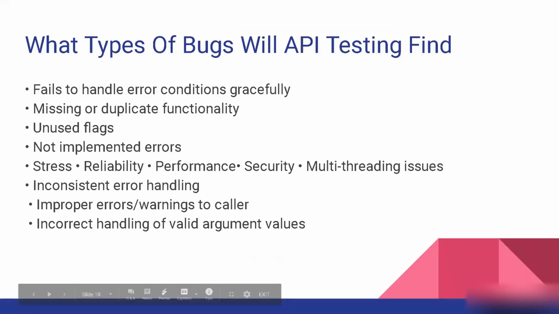Now, what type of bugs will API testing find? It can find failures to handle error conditions gracefully. So you have sent an API request with invalid data, and then in return you get long exceptions. In that case, a simple and straightforward message should be displayed. So you can raise those issues, and API testing will find that. Missing or duplicate functionality. Let's say there is a create contact API where you're creating a contact, but when you are creating a contact with a duplicate email ID, it is still created. This is a bug. This functionality should not be there. So you can find those kinds of bugs.